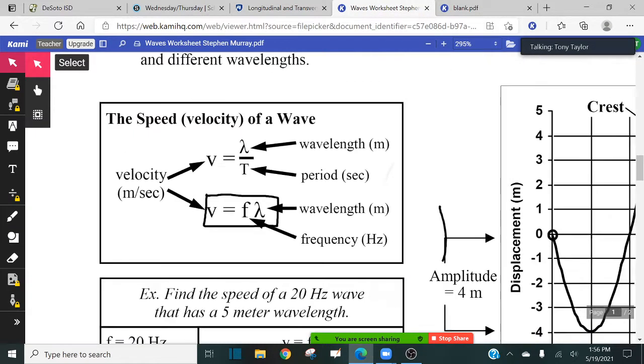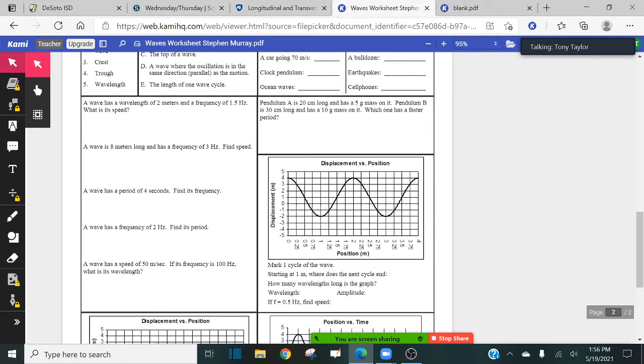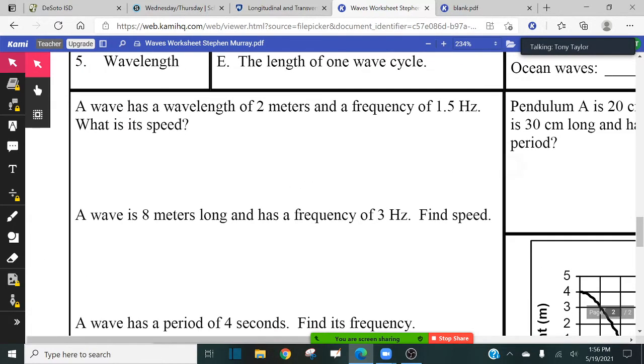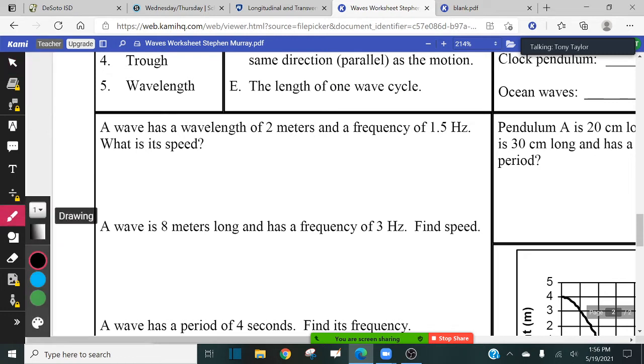Now, with that said, last time we worked out a lot of these problems together. Notice I skipped around a little bit last time, but I want to come back to these problems, and I want to do these problems that involve calculations for speed, which is what we're going to do now. Okay, so we're just going to do a few of these, just enough for you guys to get the point. So right here it says a wave has a wavelength of 2 meters and a frequency of 1.5 hertz. What is its speed? So remember what speed is. The speed of a wave is equal to wavelength times frequency.